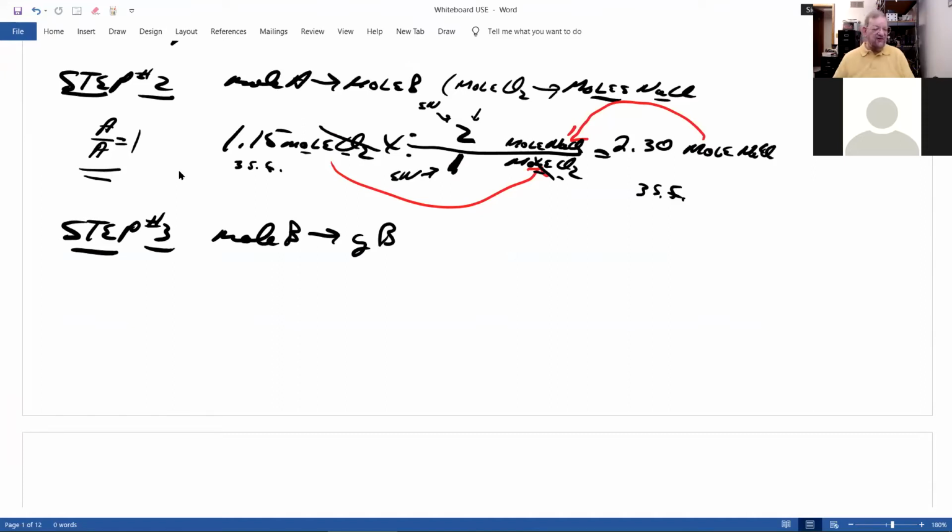And in the instructions, it says moles of B to mass or grams of B. In this case, we're talking about moles, sodium chloride, table salt, 2 moles.